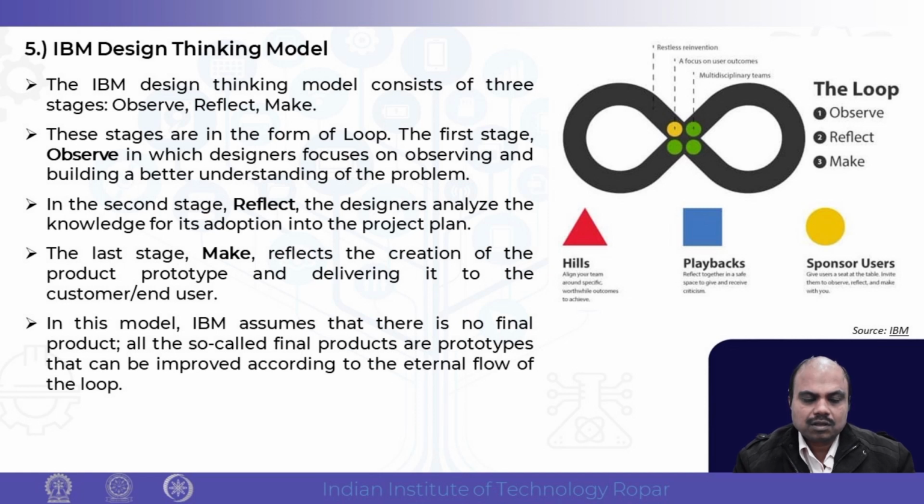So in this model, IBM assumes that there is no final product. All the so-called final products or prototypes can be improved according to the eternal flow of the loop. On the right side of this slide, you can see the loop. First is observe, next is reflect, third one is make.